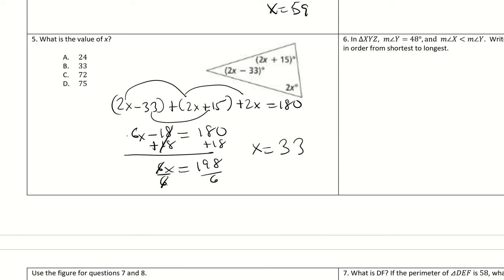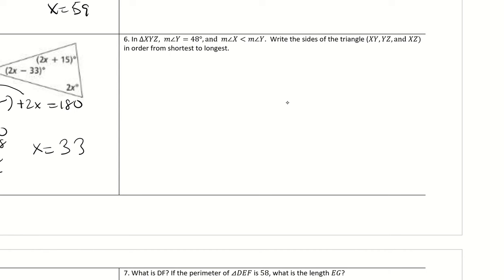All right, number 6, in the triangle XYZ, the measure of angle Y is 48, and the measure of angle X is less than the measure of angle Y. Write the sides of the triangle in order from shortest to longest. Okay, so we'll go ahead and draw this triangle, X, Y, Z. Angle Y is 48 degrees, and angle X is less than angle Y, so this is smaller, right? For example, let's just make up a number. Let's say that's 40, because 40 is smaller than 48. Actually, let's call it 42, because that'll make it nicer. So it would be 42.